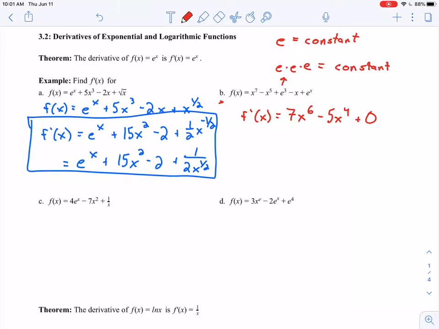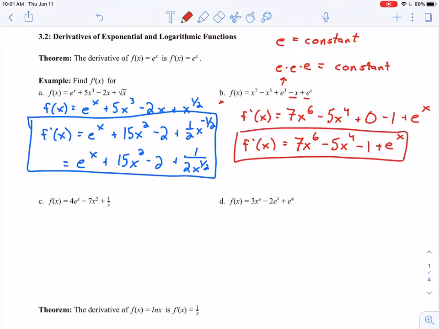So we can continue on. Derivative of negative x is going to be negative 1. And then derivative of e to the x is plus e to the x. If you don't want to write this plus 0, that's fine. I would expect most of us to probably write our final answers as 7x to the 6th minus 5x to the 4th minus 1 plus e to the x. So there is my derivative.